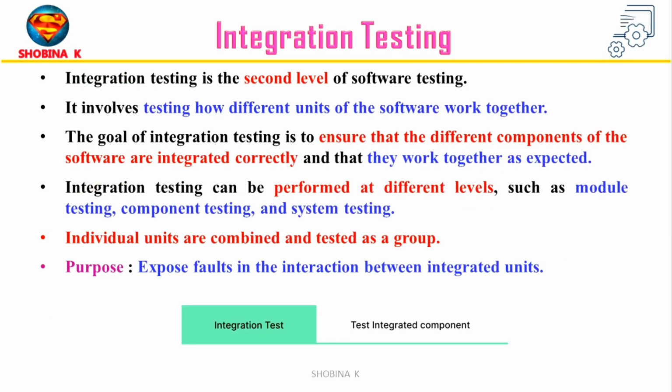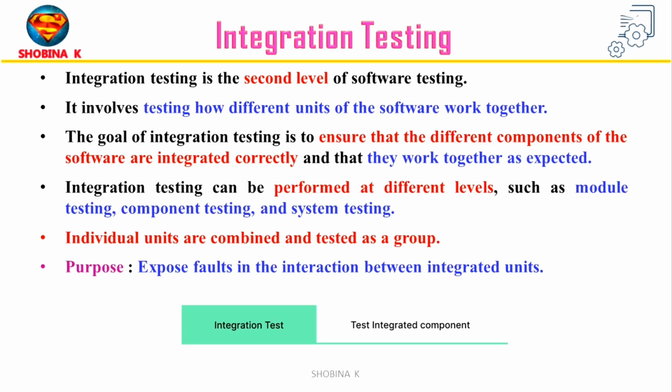Integration testing is the second level of software testing. It focuses on testing how various units or components of software interact with each other. The main goal of integration testing is to verify that the integrated components of the software function correctly together as a whole. Integration testing can be performed at various levels, like module testing, component testing, and system testing.